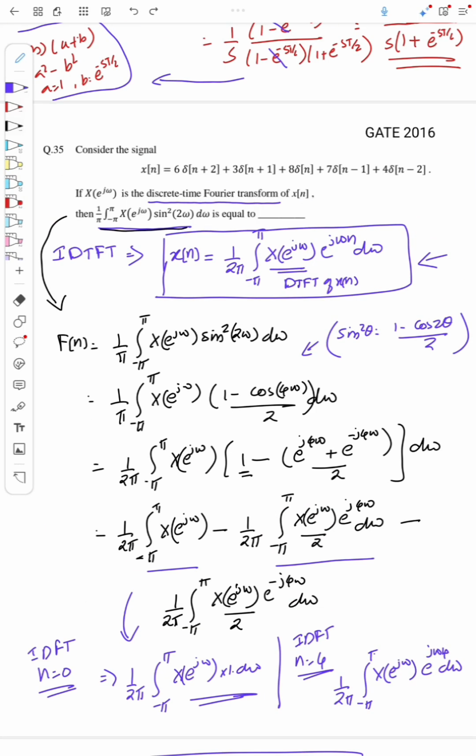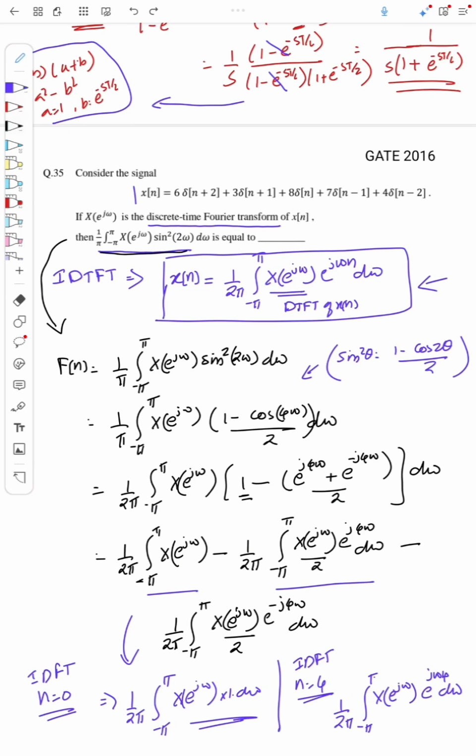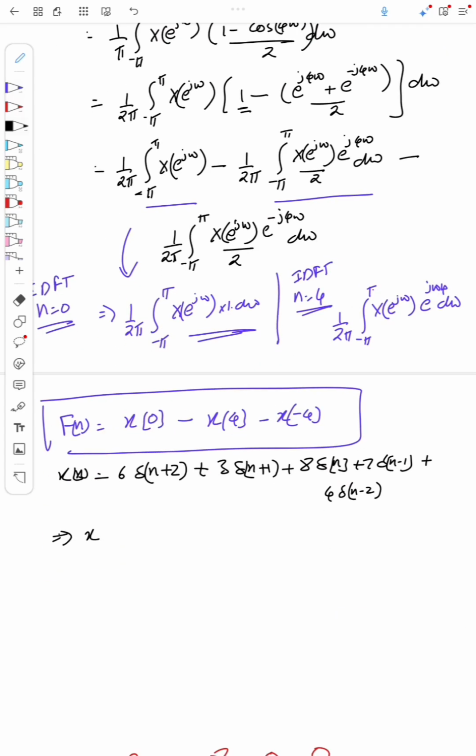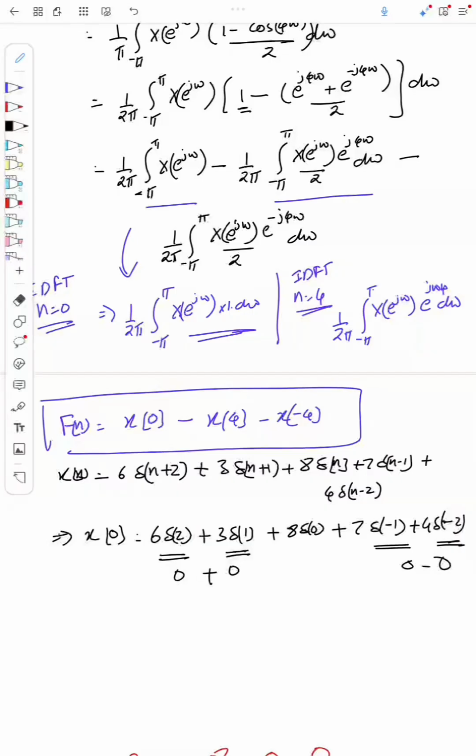Now if you see, this is all in terms of x(n), right? And x(n) is given as 6δ(n+2) + 3δ(n+1) + 8δ(n) + 7δ(n−1) + 4δ(n−2). So if you carefully see, x(0) is when n is equal to 0. Here the first term will be 6δ(2), the second 3δ(1), the third 8δ(0), then 7δ(−1) plus 4δ(−2). All these terms with nonzero argument will be equal to 0. The only term which is equal to 1 is δ(0), so this term is 8. So x(0) is actually 8.